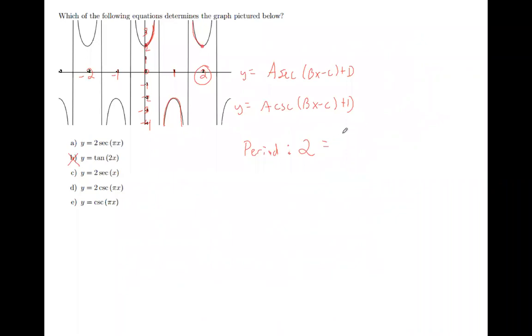For a secant or cosecant, the period is going to be the same as its reciprocal function. That is to say, the period is going to be 2 pi over b. And therefore, b has to be pi. So in other words, we are looking for either a secant or a cosecant with a pi times x. Okay, so that eliminates answer choice C.